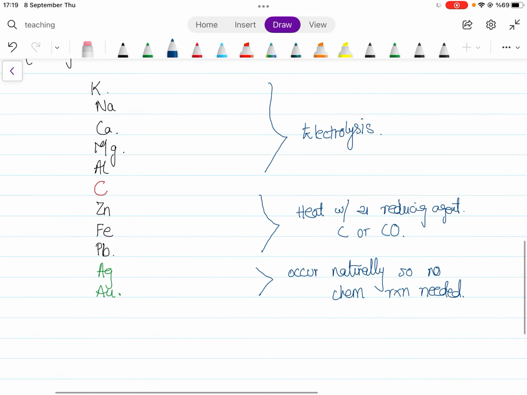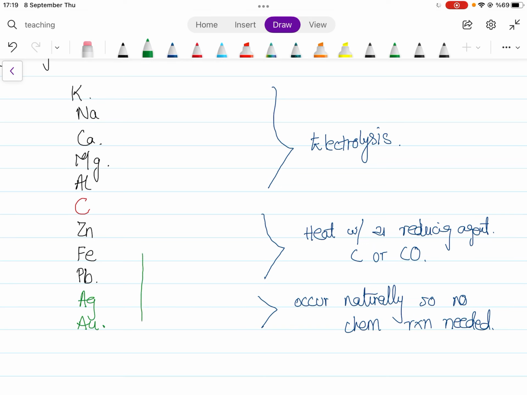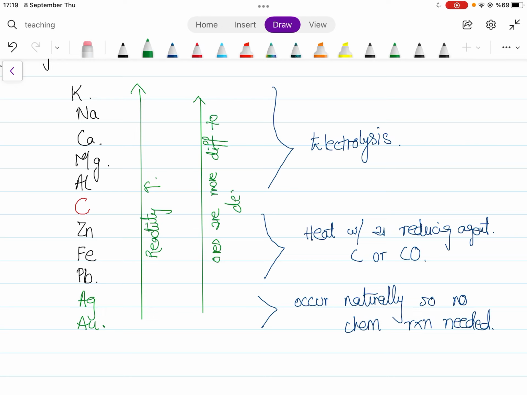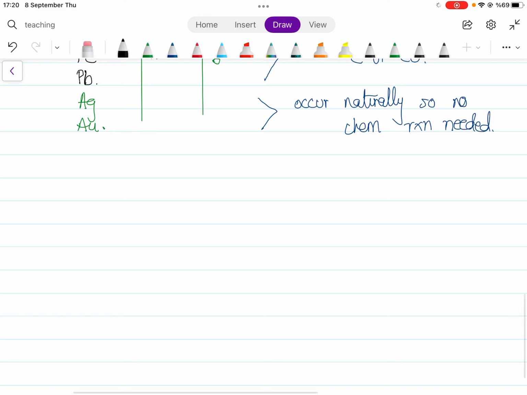The reactivity increases like this. Let's write it here. Reactivity increases, and then the same way, ores are more difficult to decompose as you go on the top. Ores are more difficult to decompose. Now we use carbon as a reducing agent usually. Let's do some examples. There are 3 examples of the ore extraction.